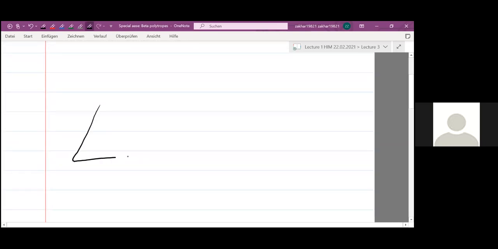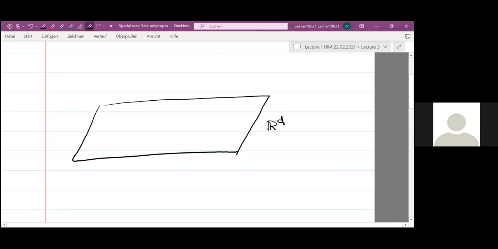Suppose here we have a Euclidean space of dimension d. And in this space, we construct a beta polytope by taking n points, called x1 to xn, according to the probability density f d beta, so according to the beta distribution. In fact, they are all inside the ball. And now let us represent this polytope, I call it just P for simplicity. This is a beta polytope.